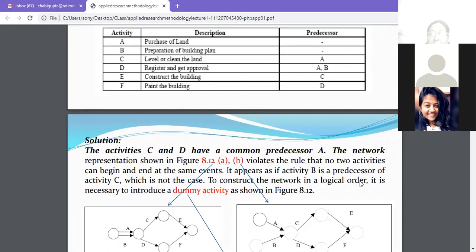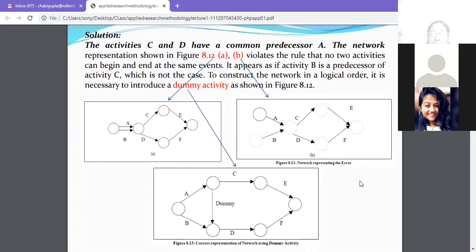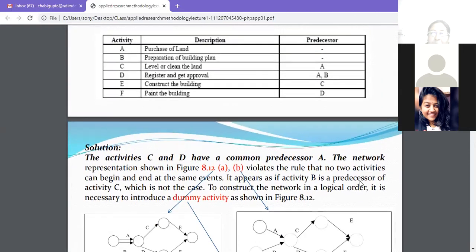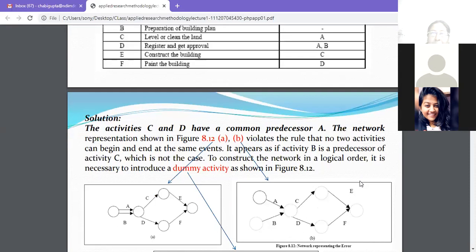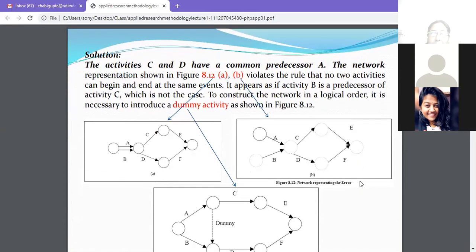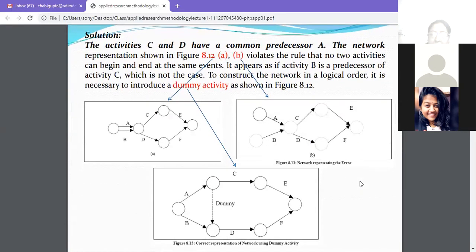Are you clear how this will happen? See how you will draw this. From A and B we took out 2 arrows. After that C comes out of A. And D comes out of both A and B. So A and B are going separately, then how will D come out of A and B? So then you draw a dummy, okay? Because two activities cannot have the same start and end event.